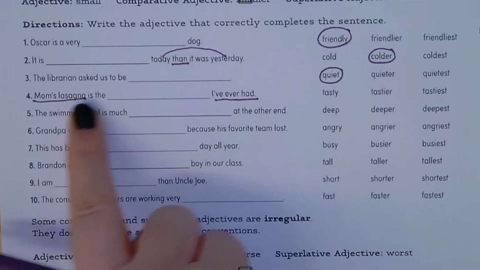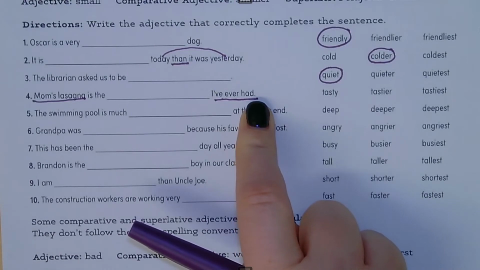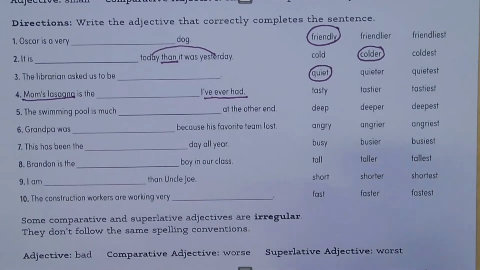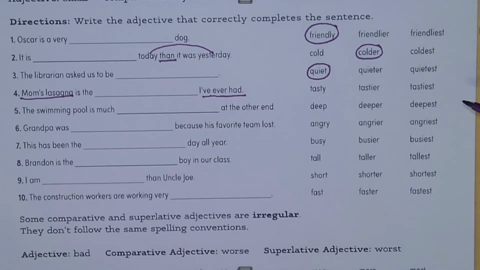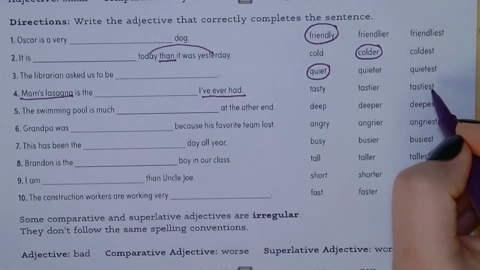Comparing Mom's lasagna to every lasagna he's ever had, then we are looking for a superlative adjective because we are comparing 3 or more things. So let's go over to the superlative and let's try it out. The superlative form of tasty is tastiest. Mom's lasagna is the tastiest I've ever had.